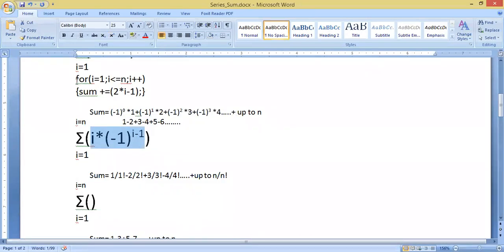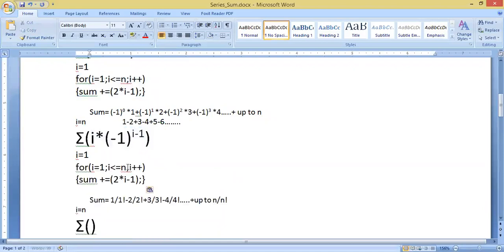Now, what about the for loop? The same thing we have to represent in a loop. So in a loop, how can I represent this sigma? I will represent sigma in this way, because this is a programmatical thing. So here it will be I into a power function, and the power function has both x to the power y. What is x here? Minus 1. What is y here? I minus 1.